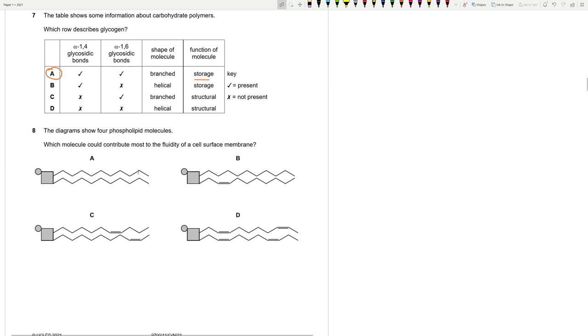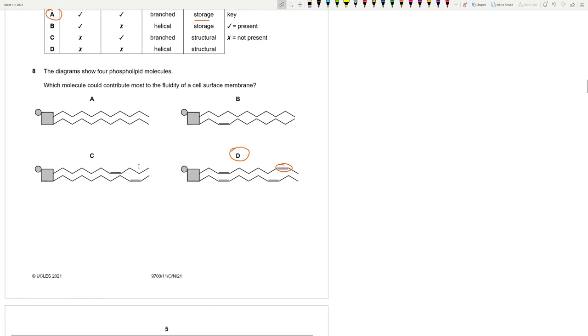Number 8. The diagram shows 4 phospholipid molecules. Which molecule could contribute most to the fluidity of a cell surface membrane? Basically, remember, the more double bonds you have, the more unsaturated you become. So you become more fluid because of these double bonds. So the answer should be D. Understood? The more double bonds you have, the more fluid your cell membrane is. So it is D.